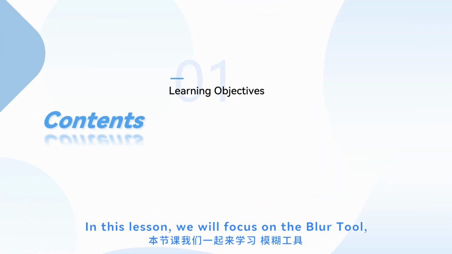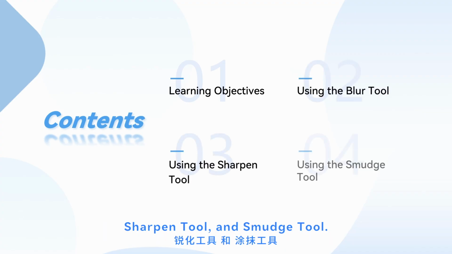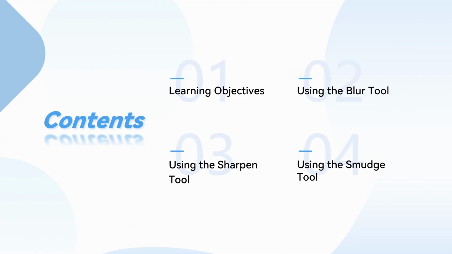In this lesson, we will focus on the Blur tool, Sharpen tool, and Smudge tool. These tools help control the contrast and clarity of an image, enabling the creation of realistic and flawless images.